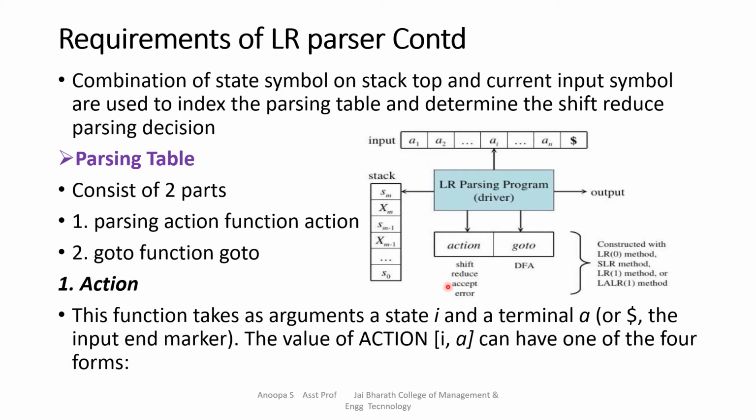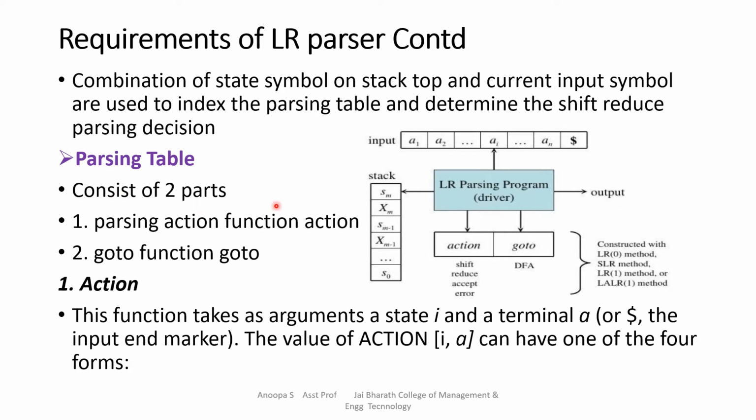Now, this parsing table consists of two parts: action and goto. If it comes to the action part, there can be four possibilities. Either it can shift, it can reduce, it can accept, or it can report an error. How this parsing table is used is that the topmost symbol of the stack and the current input symbol are used for consulting the parsing table. Depending upon the result from the parsing table, the appropriate action is performed. So we will first have a look at what the parts of the parsing table are.